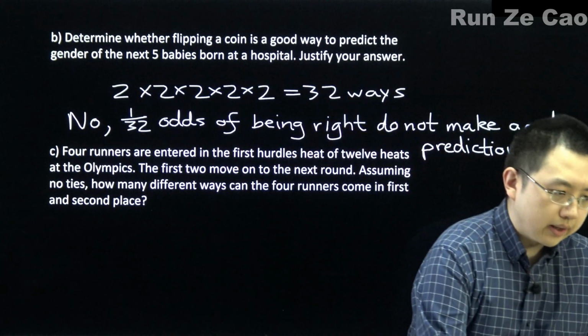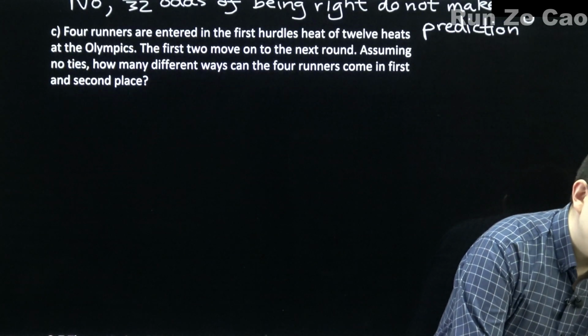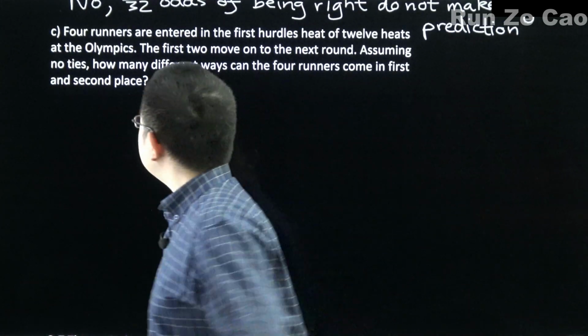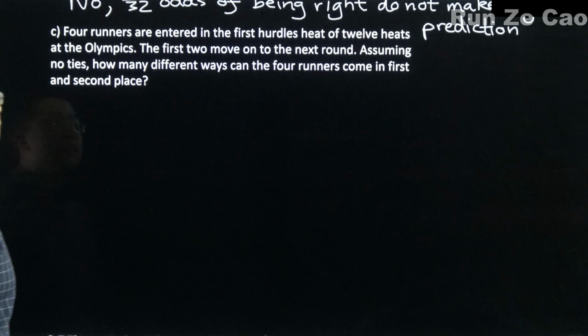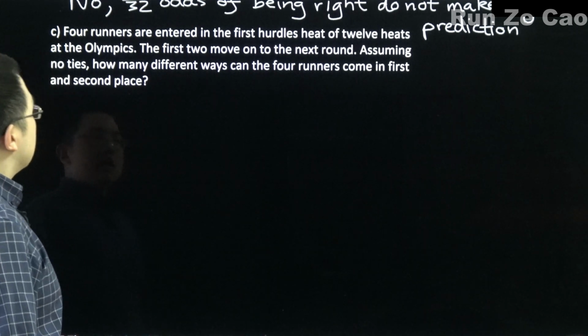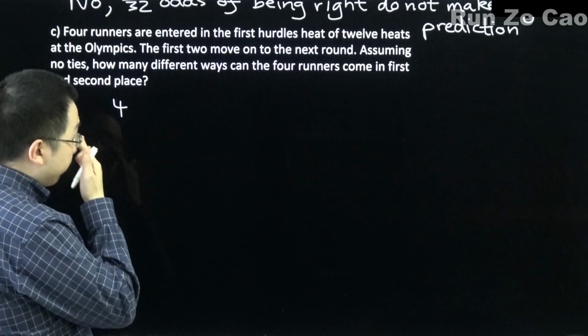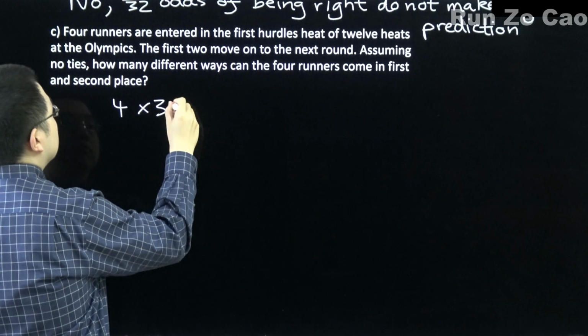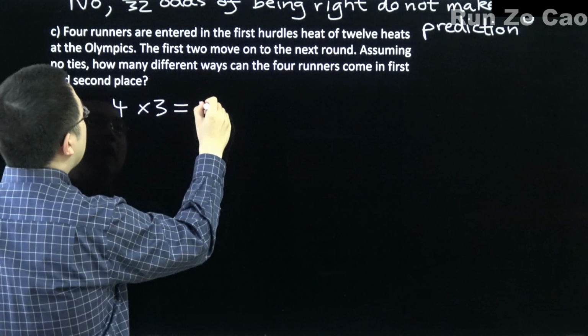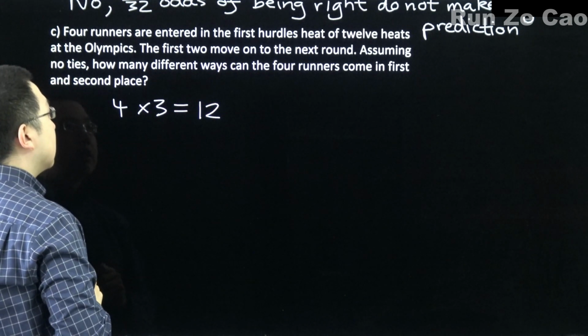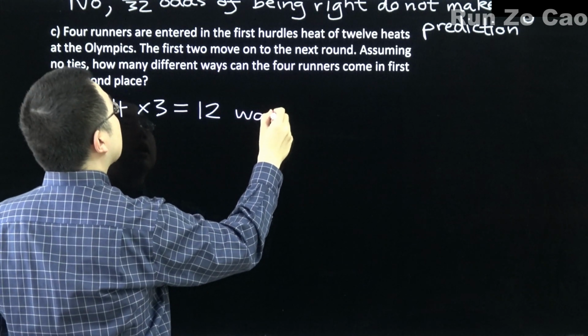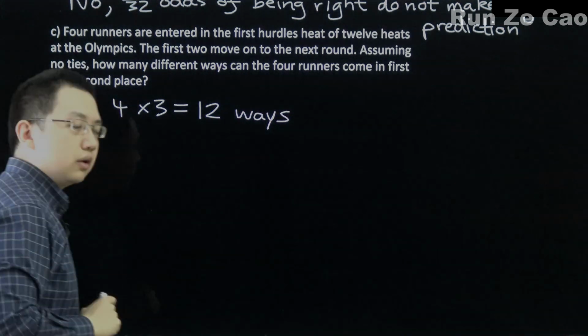Let's say we need to enter 4 runners in the first hurdles heat of 12 heats at the Olympics. The first 2 move on to the next round. Assuming no ties, how many different ways can the 4 runners come in first and second place? Well, for the first place, there are 4 people to pick from. And for the second place, you'll have 3 people left. In other words, 12 ways. Yeah, units are kind of important.